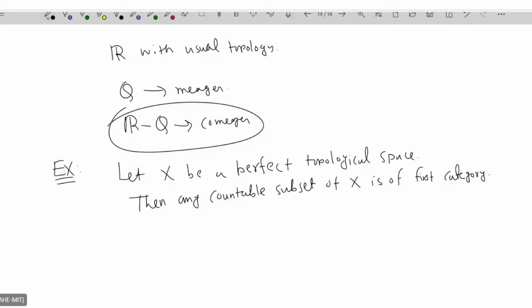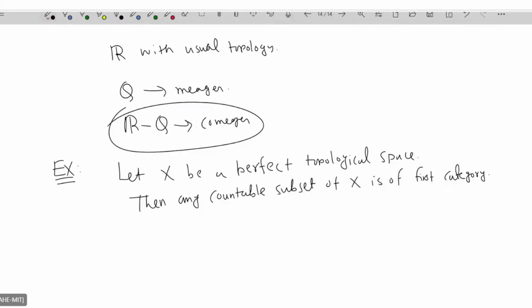Any countable set is a set of first category. Let's consider J as a subspace of R. Is it a perfect space? No, it's not a perfect space. Anyway, so any countable subset of X is of first category.